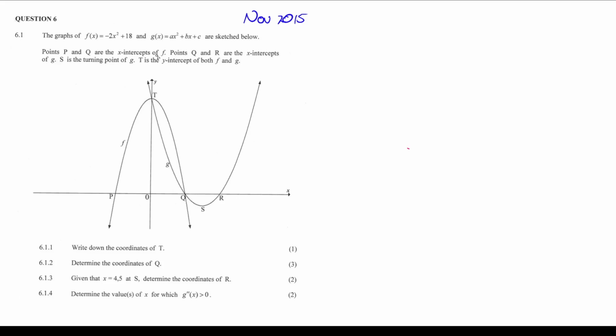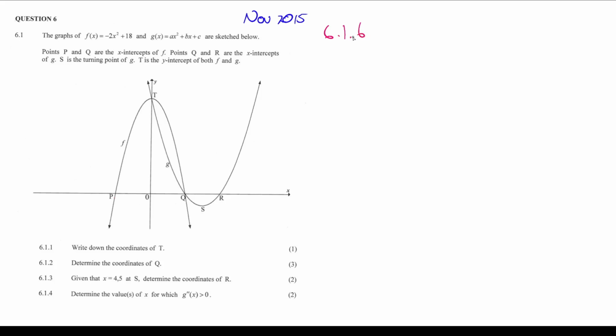Points P and Q are the x-intercepts of f. Q and R are the x-intercepts of g, and S is the turning point. T is the y-intercept of both f and g. Interesting.